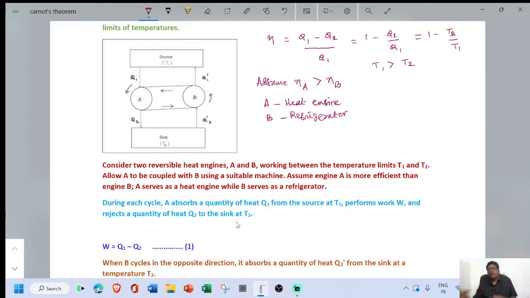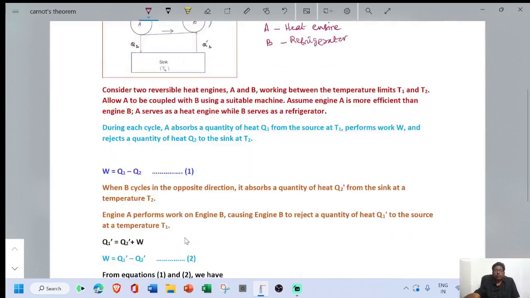As we pointed out earlier, thermodynamics talks about the amount of heat energy converted into mechanical work. The engine A absorbs Q1 amount of heat energy from the source and converts some amount of energy into mechanical work, and the remaining amount of energy which cannot be converted into mechanical work is given to the sink. Therefore, work done is equal to Q1 minus Q2.